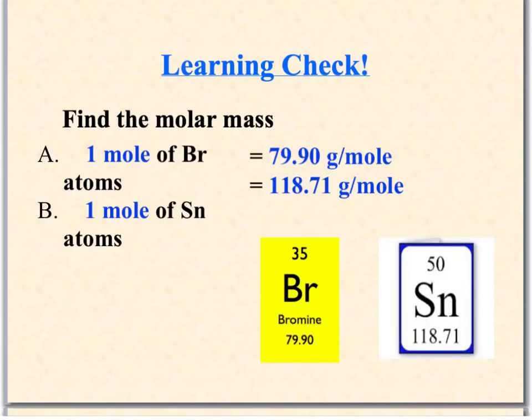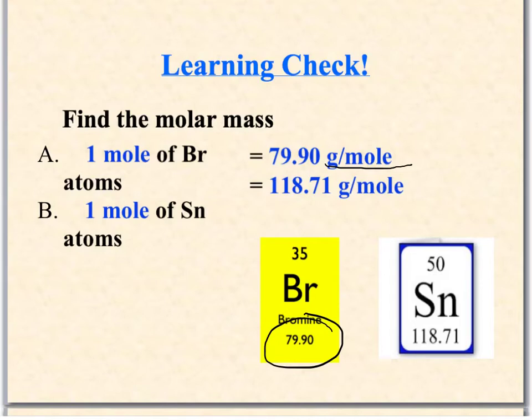Okay, let's do a quick check to make sure you get it. Looking at a couple more examples, if we want to find the molar mass of 1 mole of bromine atoms, then what we're going to do is look on the periodic table and find the average atomic mass, which in this example is showing 79.90, and we'll say that that's also the molar mass, and we always put the unit grams per mole. That's the unit we use to express molar mass. So we'd say that 1 mole of bromine atoms is equal to 79.90 grams per mole.